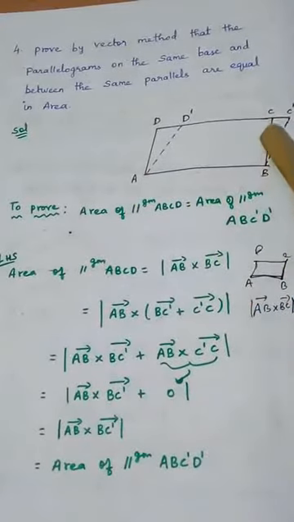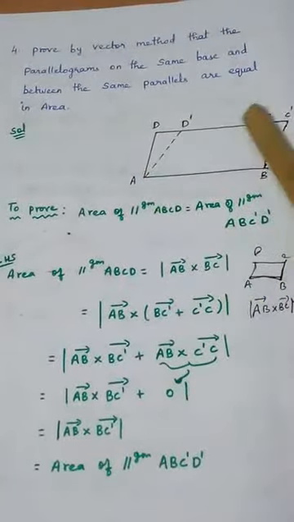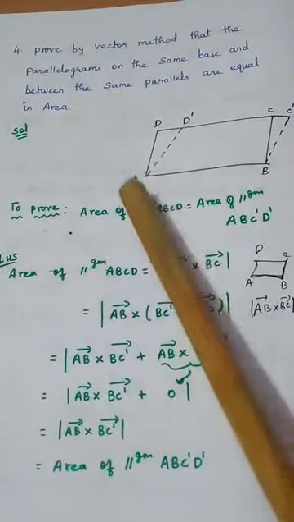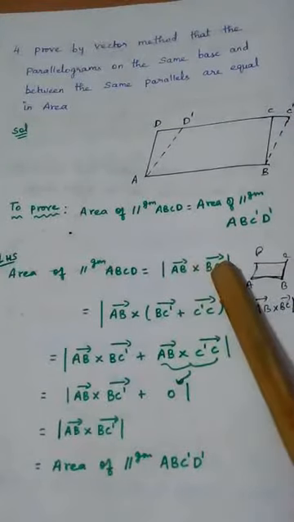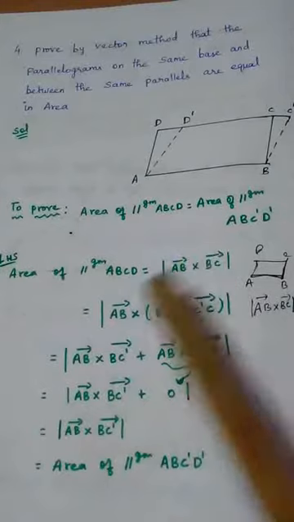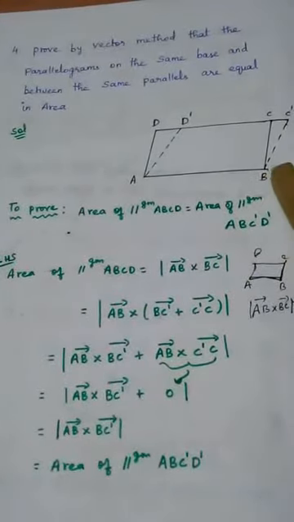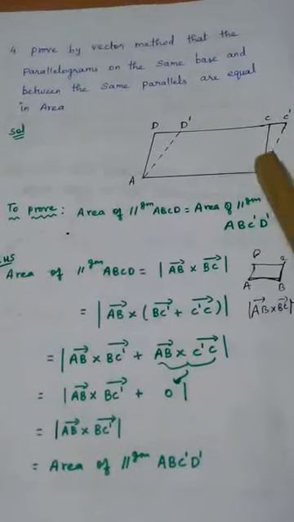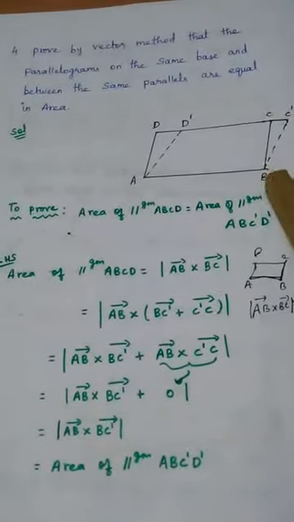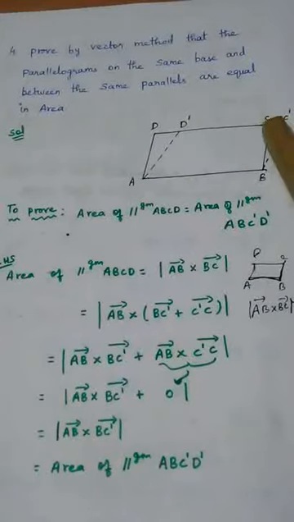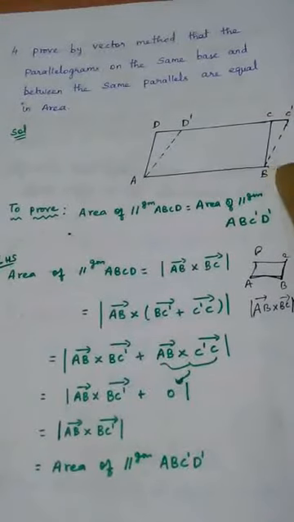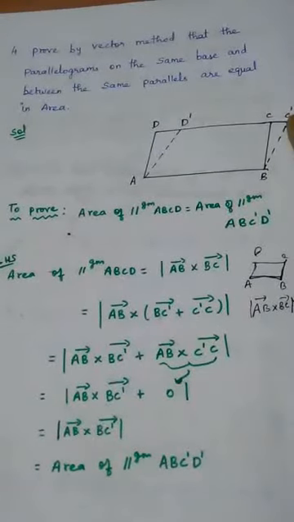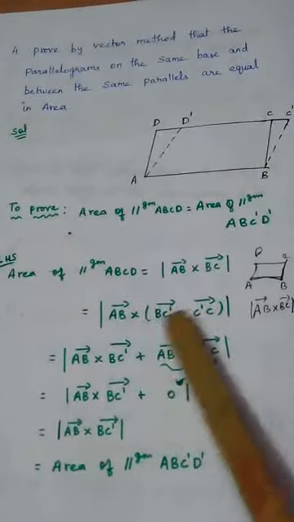Similarly, in LHS, we are taking the area of parallelogram ABCD. I am writing the formula: modulus of AB vector cross BC vector. What is BC vector? BC vector can be written as BC' vector plus C'C vector. You can understand this by seeing the diagram. That is what is written here.